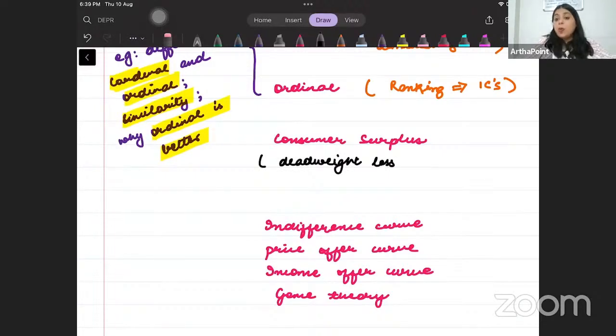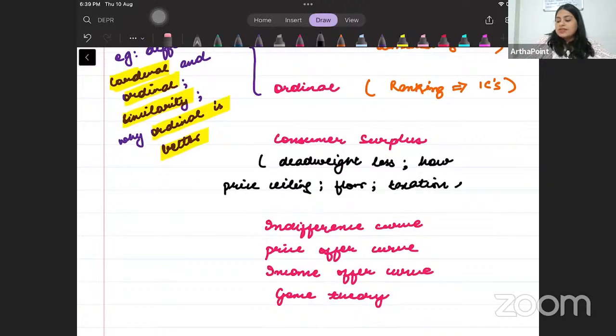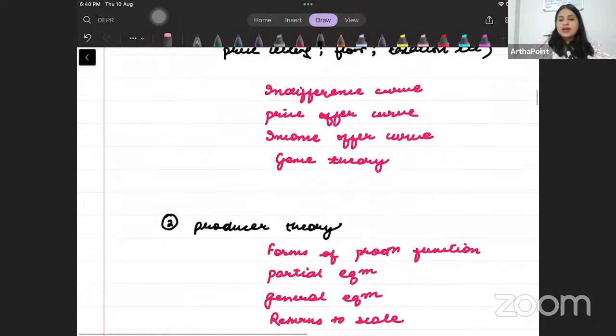Right? And you should be well aware of how different schemes affect consumer surplus, producer surplus, and deadweight loss. Like, for example, how price ceiling, price floor, taxation, etc. How do these affect consumer surplus? इनसे consumer surplus कैसे affect होता है, ये भी समझ में आना चाहिए. Clear है? But our next topic that arises is your indifference curve approach.